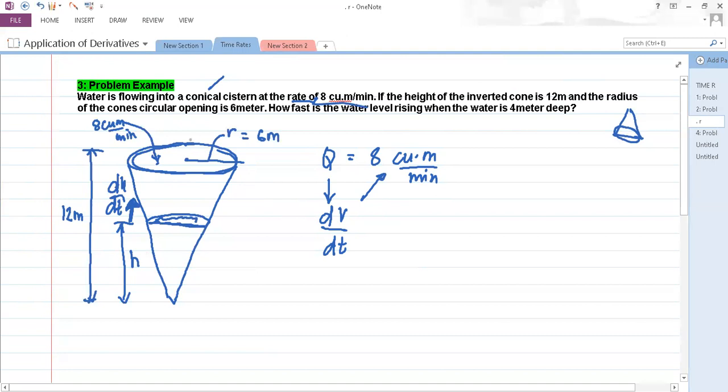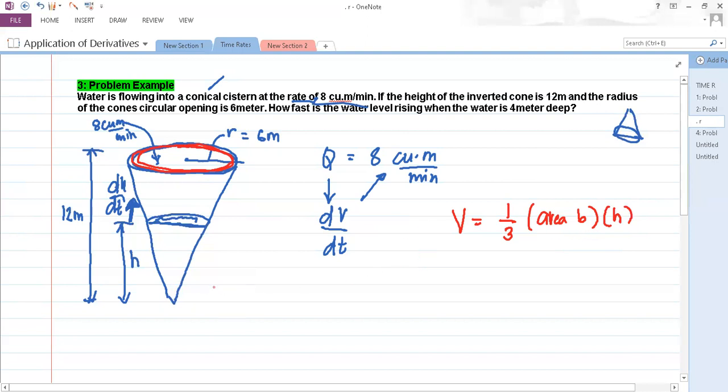So how can we create our condition based on the given variables in our problem? Okay, so we have a given rate in terms of volume. So let's get the volume of the cone. The volume of the cone is actually 1/3 multiplied by the area of the base. The base here is circular, so that is the area of the base multiplied by the height, h.